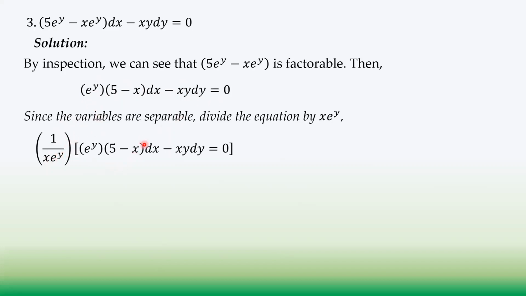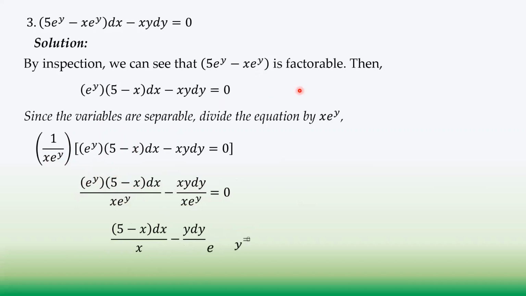Then, simplify natin, multiply natin, e raised to y, 5 minus x dx over x e raised to y minus xy dy over x e raised to y equals 0. Kaya dito, cancel dyan yung e raised to y. So, makakancel ito e raised to y. Ito, cancel yung x. Kaya meron tayo ngayong 5 minus x dx over x minus y dy over e raised to y equals 0. Okay. So, yun siya.